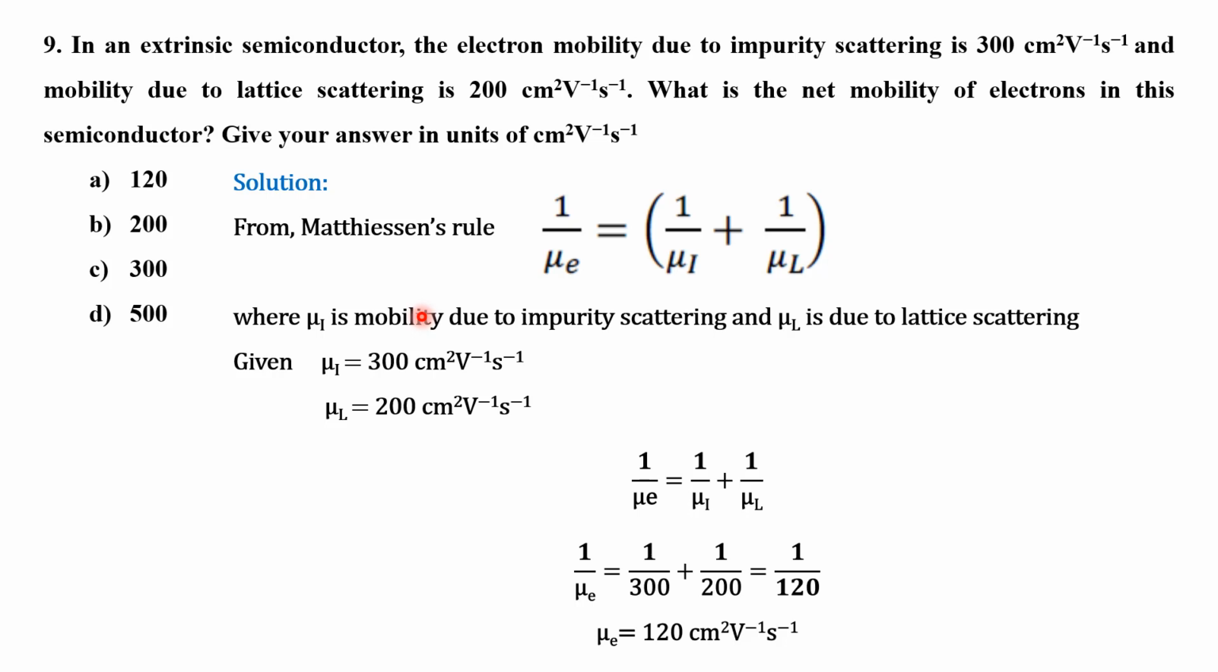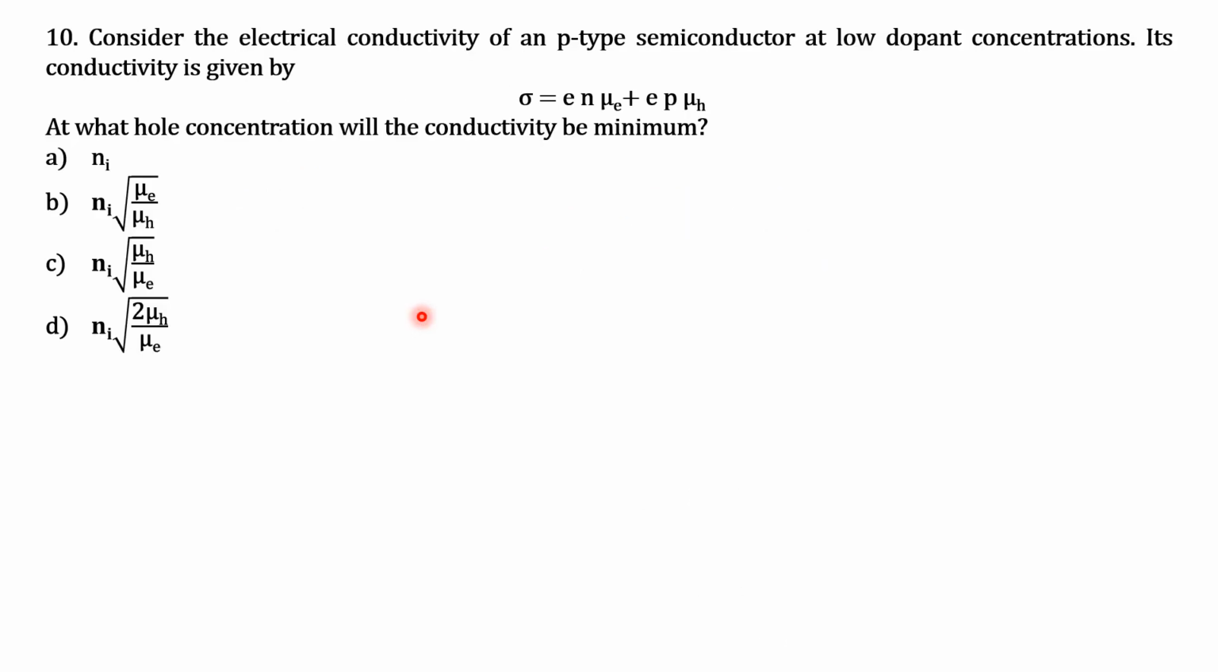So next is, consider the electrical conductivity of a p-type semiconductor at low dopant concentration. Its conductivity is given by sigma equals e n mu E plus e p mu H. So at what hole concentration will the conductivity be minimum? So what is the idea that we use here?